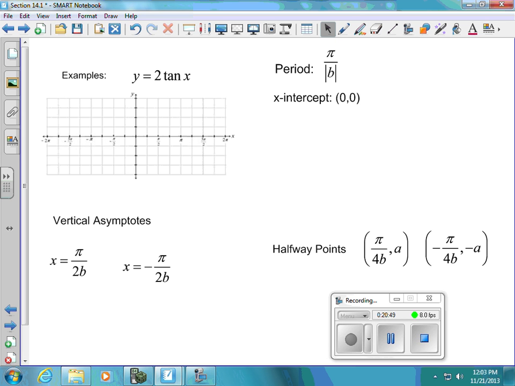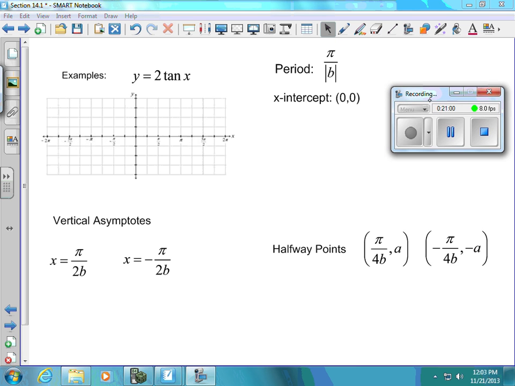So our vertical asymptotes are going to be x equals pi over 2b and x equals negative pi over 2b. The halfway points are the points halfway between the middle, where the graph kind of turns, and the asymptote lines. We already know that the x-intercept is 0, 0 because we don't have an h or a k yet. We haven't talked about that stuff yet.